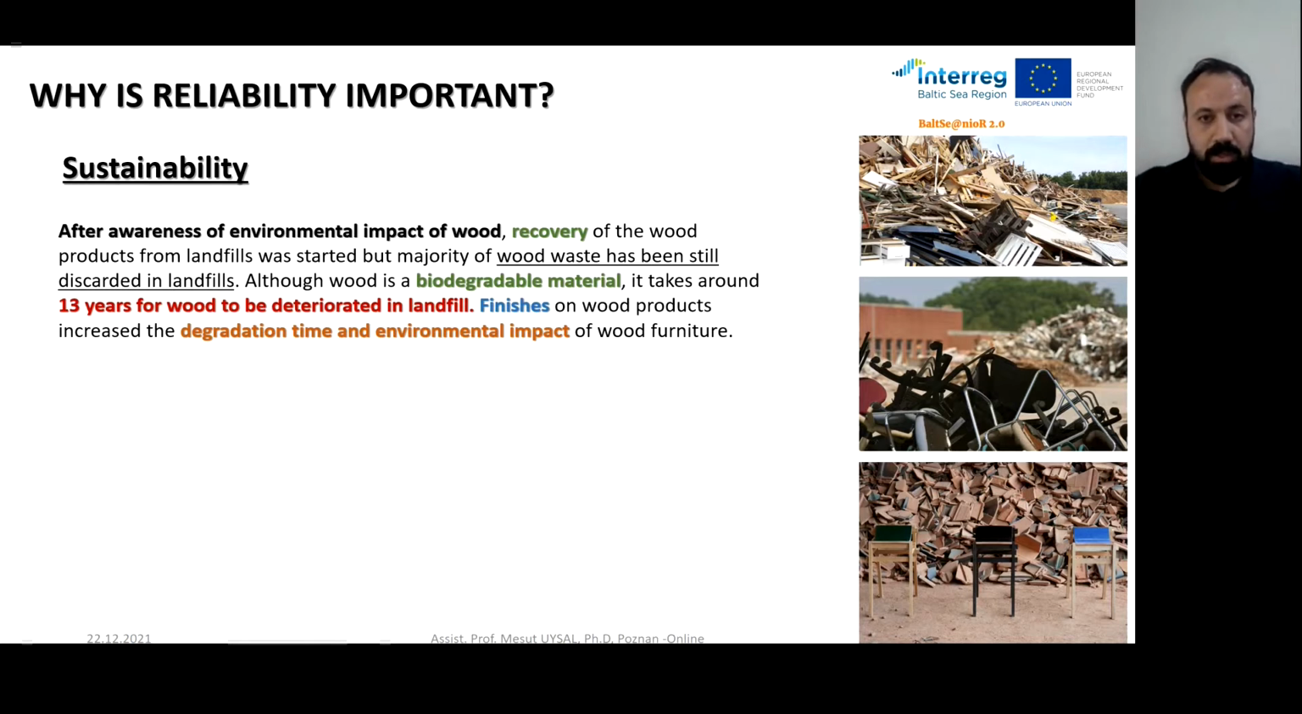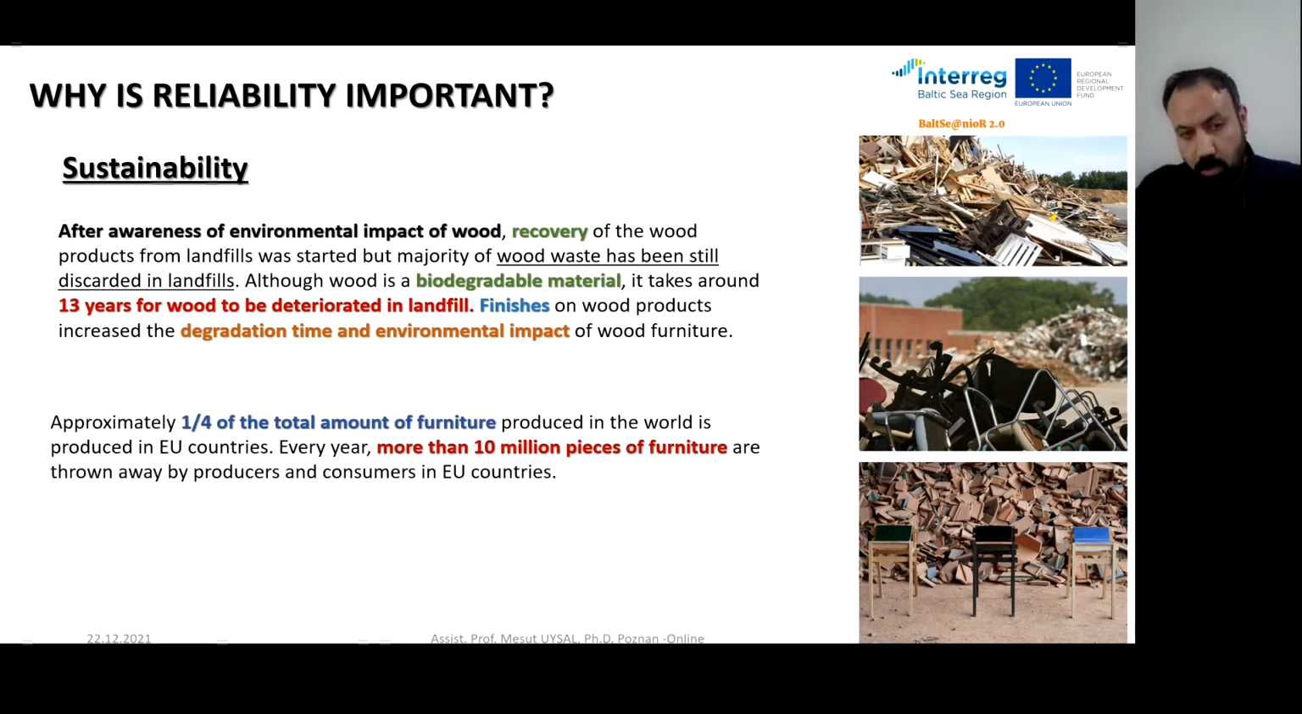But still, the recovery rate of the wood is low, and it's because of the furniture waste. Wood is a biodegradable material. It takes 13 years for wood to deteriorate in landfill. It takes 13 years, and if we use surface applications or finishes on the wood products, this time increases.